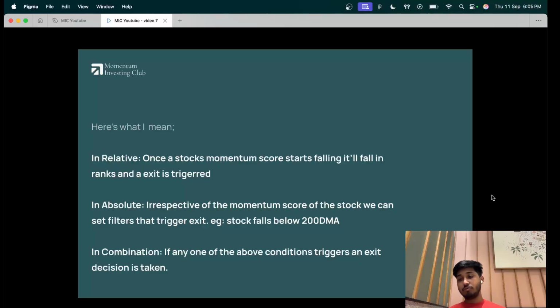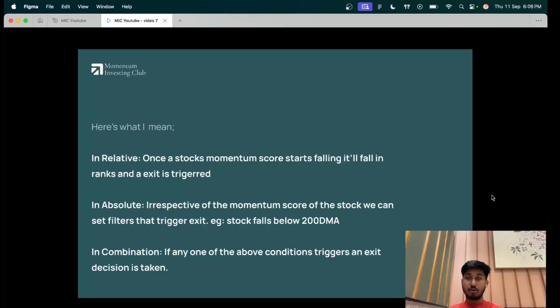In terms of absolute, we can check the absolute strength of a stock compared with certain filters like RSI or a simple moving average. An example would be, let's say, a stock which you hold in your portfolio is currently ranking in the top rank, but still shows weak strength because it has fallen below its 200-day moving average. In that case, we could apply a filter which says, okay, exit the stock because it is showing absolute weakness in itself. That would be another factor.